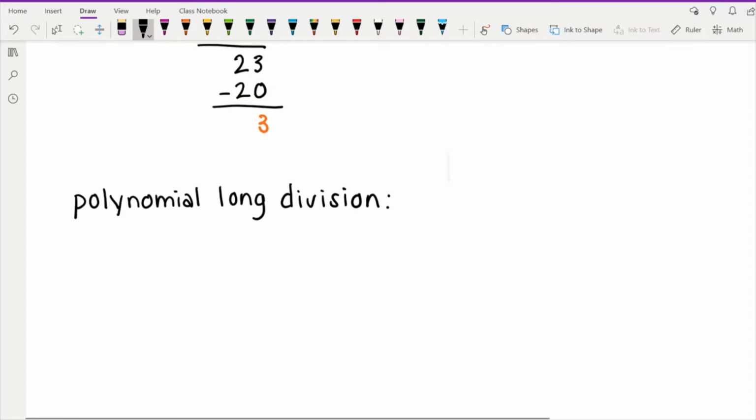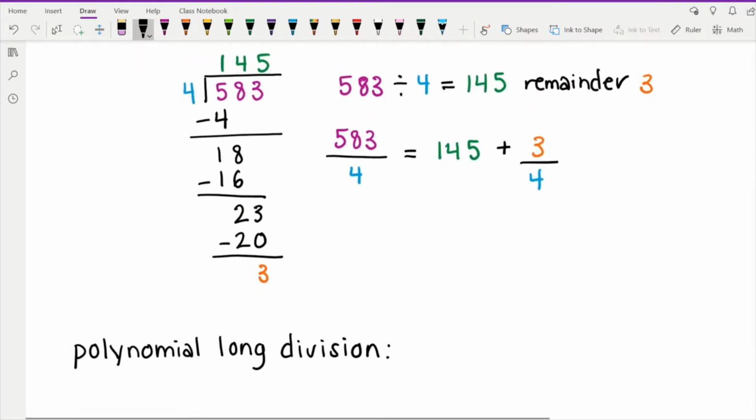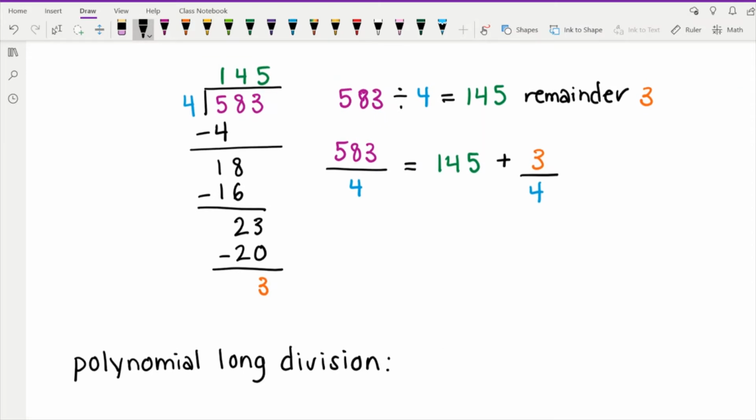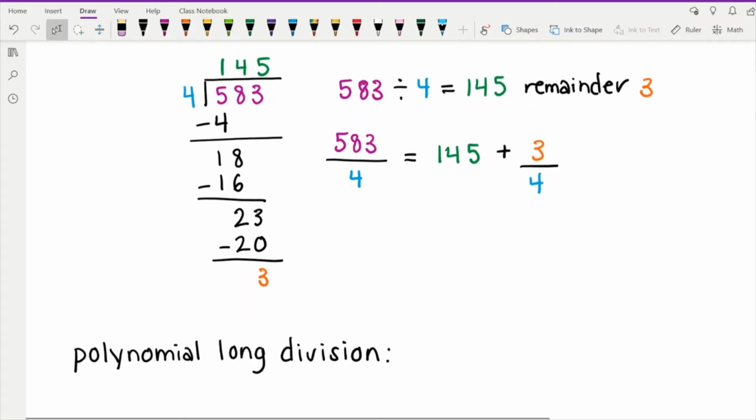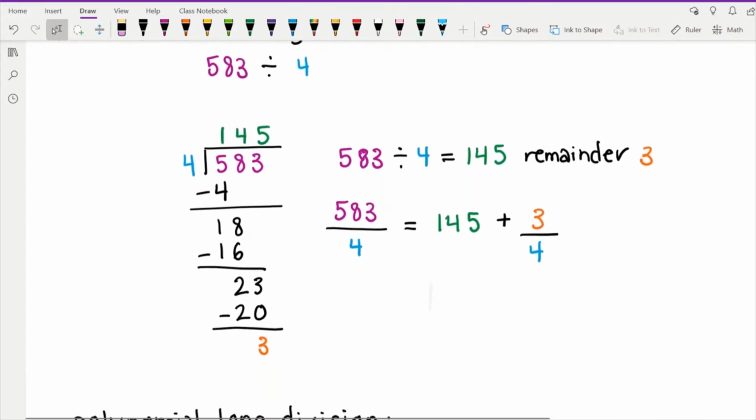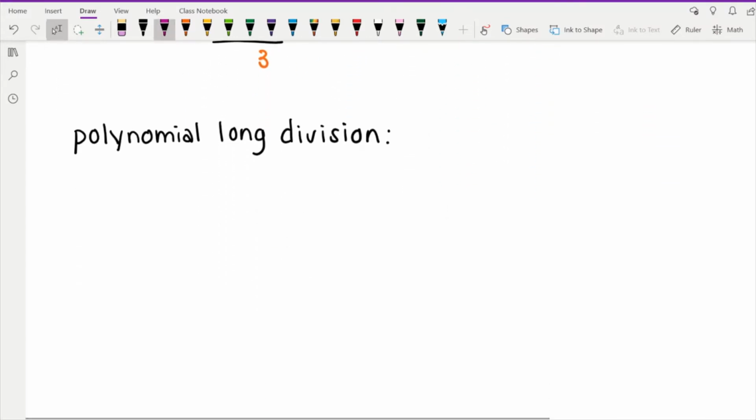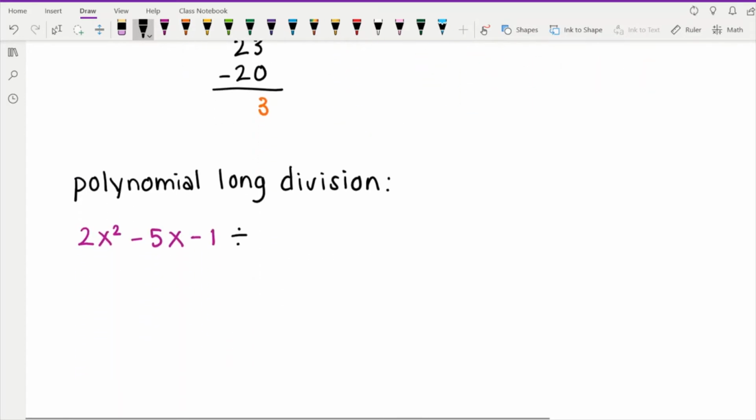So I'm going to write down a polynomial long division problem. And I'm going to use the same kind of color coding because I think it will maybe help you connect to what happened up there. So we're going to divide the polynomial 2x squared minus 5x minus 1. We're going to divide that by x minus 3. So I used blue, I think, right? X minus 3.